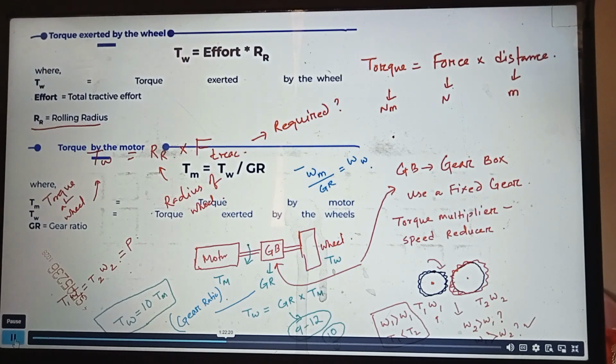Now you can ask the question, sir, why are you using a torque multiplier? Why don't we generally do the opposite? Why is motor torque on the lesser side than the wheel torque? The reason is, as you have seen in yesterday's class also, if we want to have higher torque, there are two ways we generally get it. One is you have to use a high magnet strength, which is very expensive. Second option is you have to use high current.